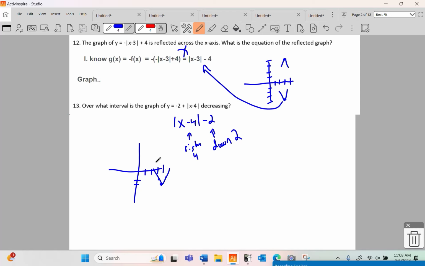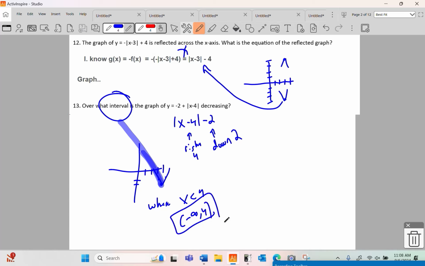And there we go. That's what she looks like. She's decreasing here. And that is literally where x is less than 4. Now I want an interval. If I'm less than 4, I can be 3, I can be 2, I can be 1, I can be 0. I can move left forever to negative infinity all the way to 4. And that's what I'm looking for, is an interval.